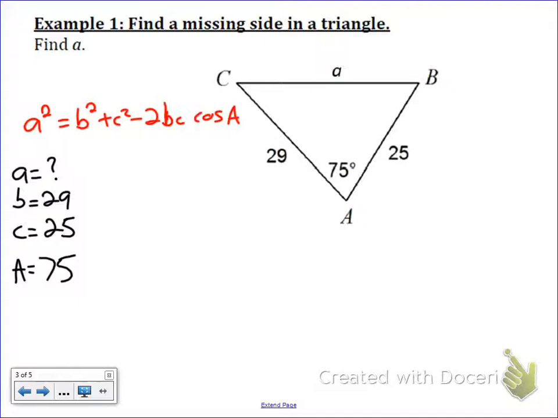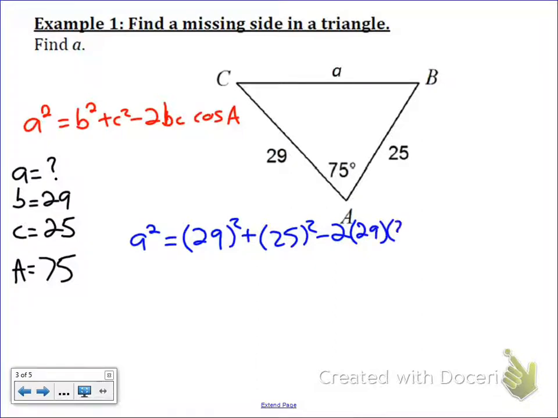So now that we've listed all our variables and the values, let's go ahead and plug this into the law of cosines equation. So it's going to be A squared. So A, again, we don't know what that is, so A squared equals B, which is 29 squared, plus C squared, C is 25 squared, minus 2 times B, again, which is 29, times C, which is 25, times the cosine of angle A, which is 75 degrees.